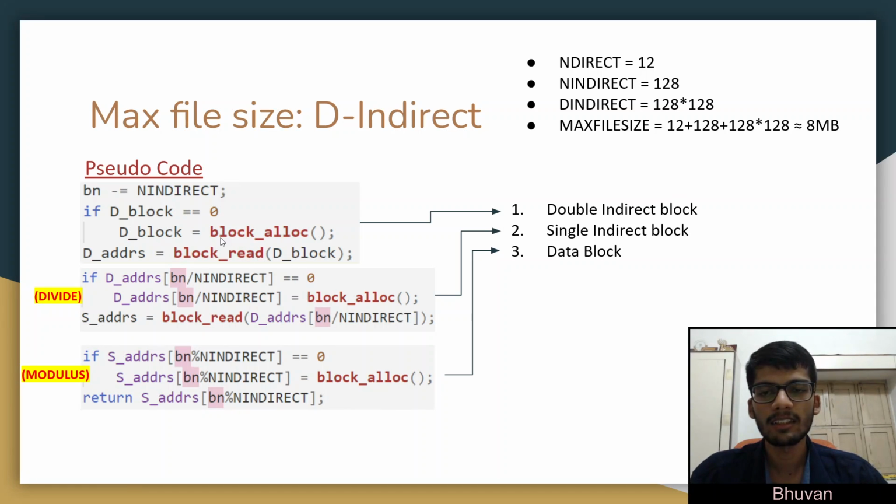Note that here there can be up to 3 block allocations. If the double indirect block is not allocated, we allocate it first. If single is not there, we allocate it first, and similarly for the data block. Implementing this will give you a maximum file size of 8 MB. It can be verified by running some user sanity programs or some user tests by your own.